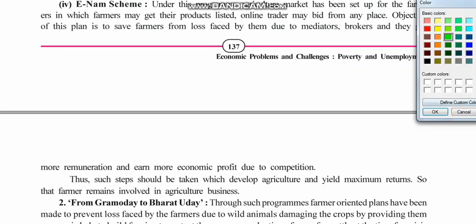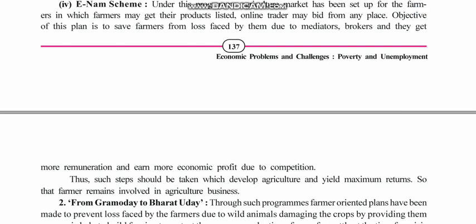The next scheme is called the E-NAM scheme. E-NAM means electronic National Agriculture Market, where NAM means to bid. Under this program, agriculture marketing has been set up for the farmers to get their product listed. So online bidding is being done.